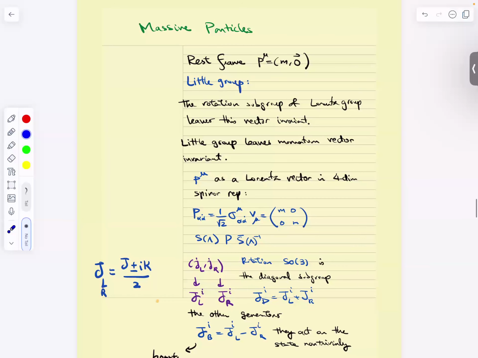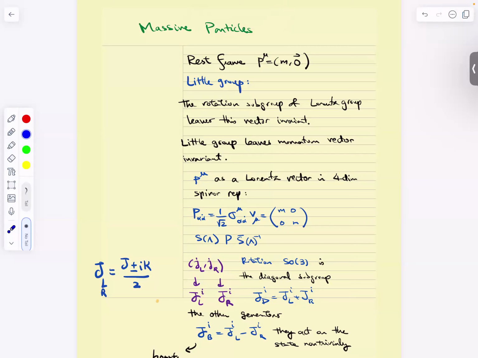So what is this now? Now I just described it in this frame. Now, if I have a general vector p mu that satisfies this condition, but it's not in this form, it's not in the rest frame, how do you describe it? What is the analog of the rotations, SO(3)? It's still SO(3), but which elements of the Lorentz group is it?